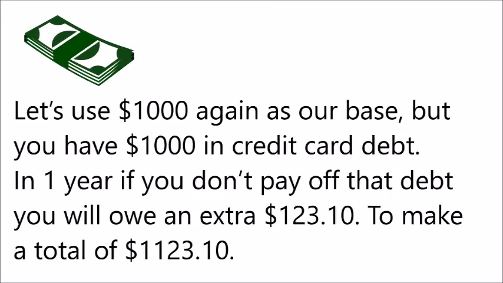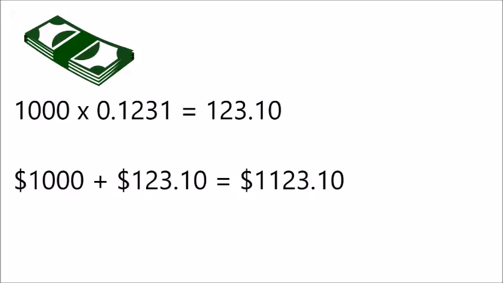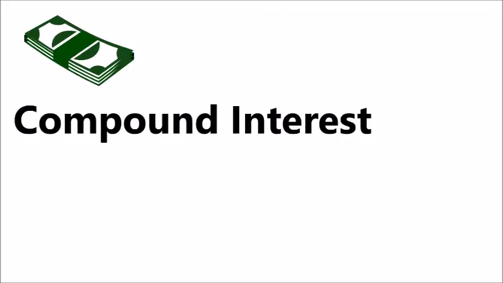So let's use $1,000 again as our base. But instead of having $1,000 in savings or shares, you have $1,000 in credit card debt. So in 1 year, if you do not pay off that debt, you will owe an extra $123.10 to make a total of $1,123.10. These rates can get as high as even 30% sometimes. Now that we understand what interest is, we can explain what compound interest is.